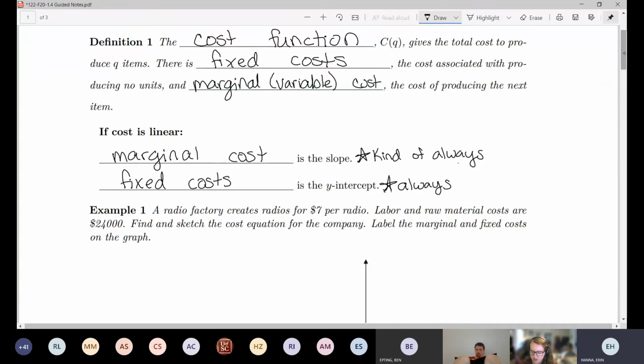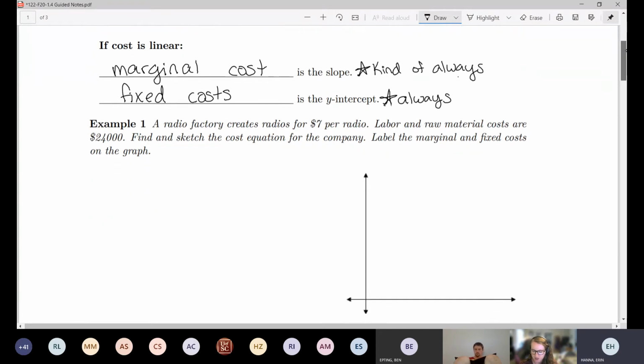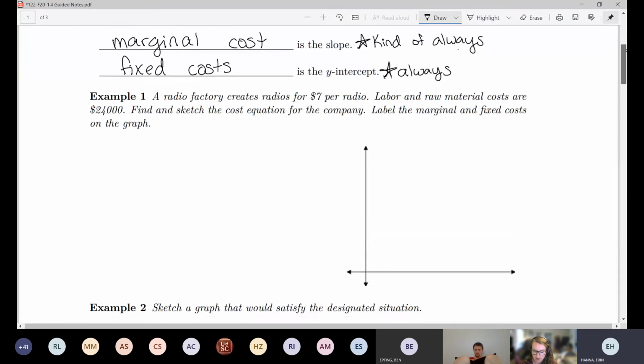But in terms of linear functions, it's super easy to pull out, because especially if you have the equation in y equals mx plus b form, then you just pull out the m and pull out the b.